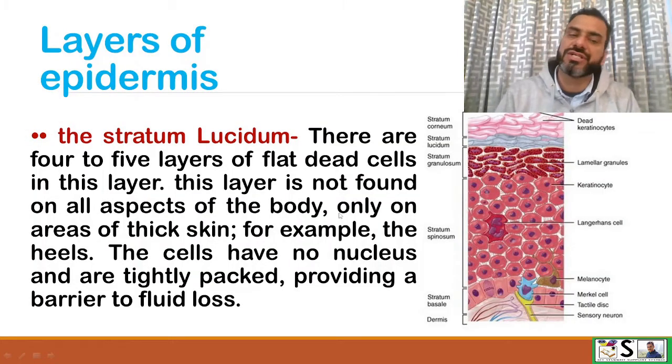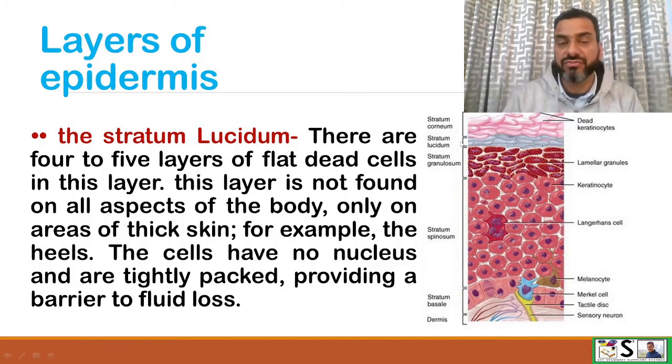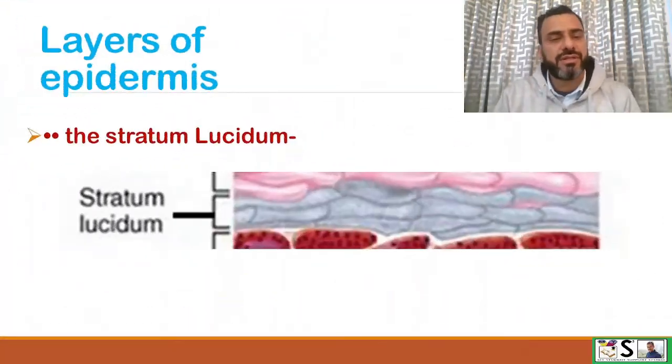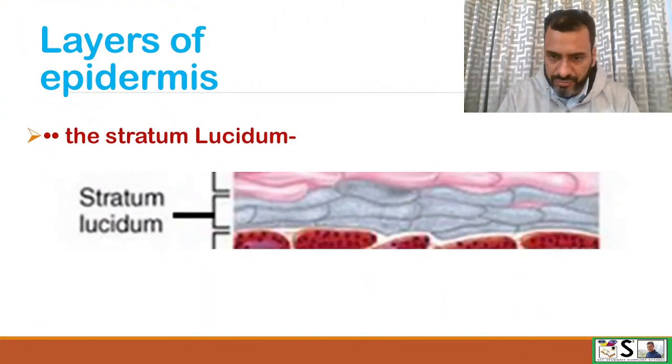Next layer is stratum lucidum. There are 4 to 5 layers of flat dead cells. So this is stratum lucidum. This layer is not found on all aspects of the body, only the areas of thick skin, for example, heels. The cells have no nucleus and they are tightly packed, providing a barrier to fluid loss. Here, this is stratum lucidum layer.